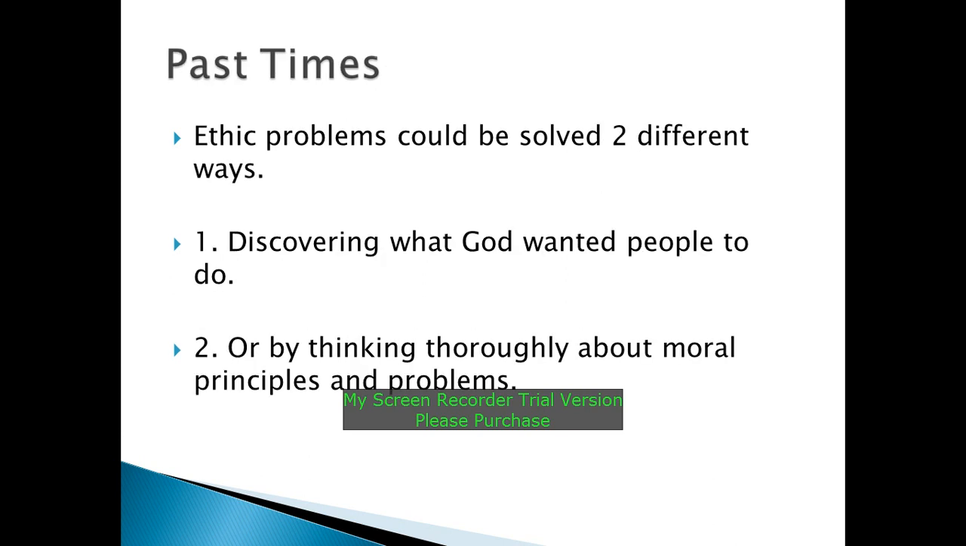In the past, it was thought that ethical problems could be solved in one of two ways: by discovering what God wanted people to do, or by thinking thoroughly about moral principles and problems. It was thought that this would then lead to the right conclusion. However, in modern days, it is said that ethics leads people not to conclusions, but instead to decisions.